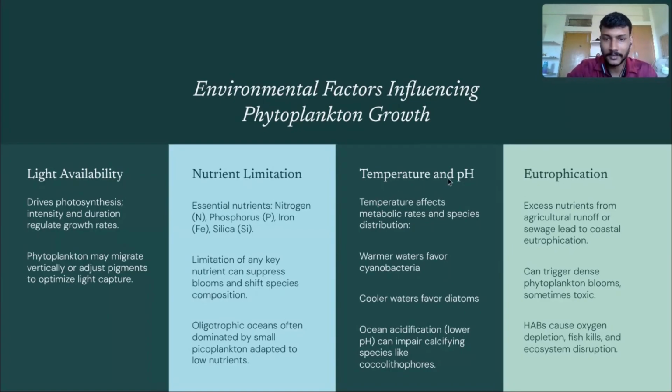Next, we have temperature and pH. Now, this one we already know, that different microorganisms have different temperature optimums in which they can grow and survive optimally. So, any change or fluctuation in the temperature will result in a change in the species composition. You can see warmer waters favor cyanobacterial growth, whereas cooler waters favor diatom growth.